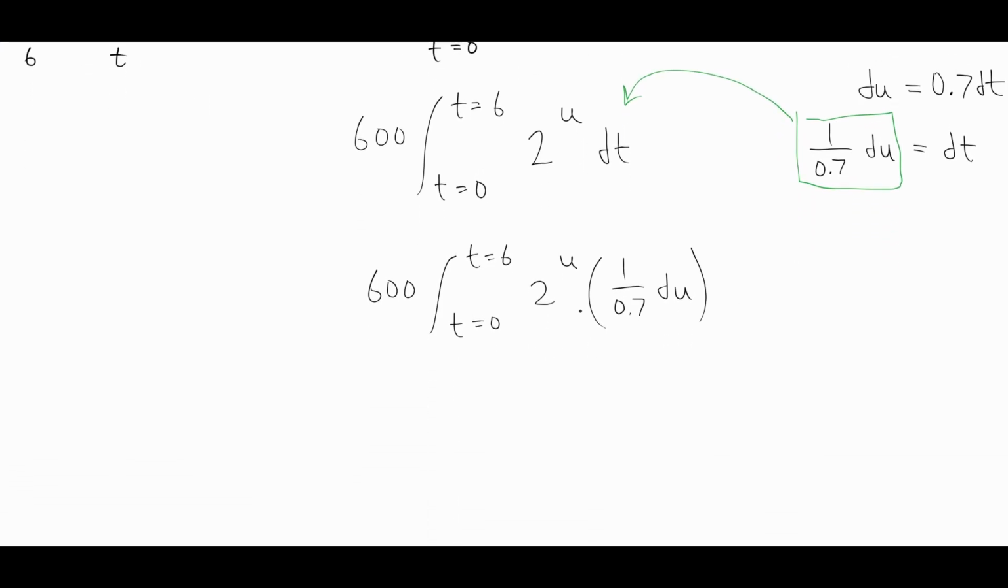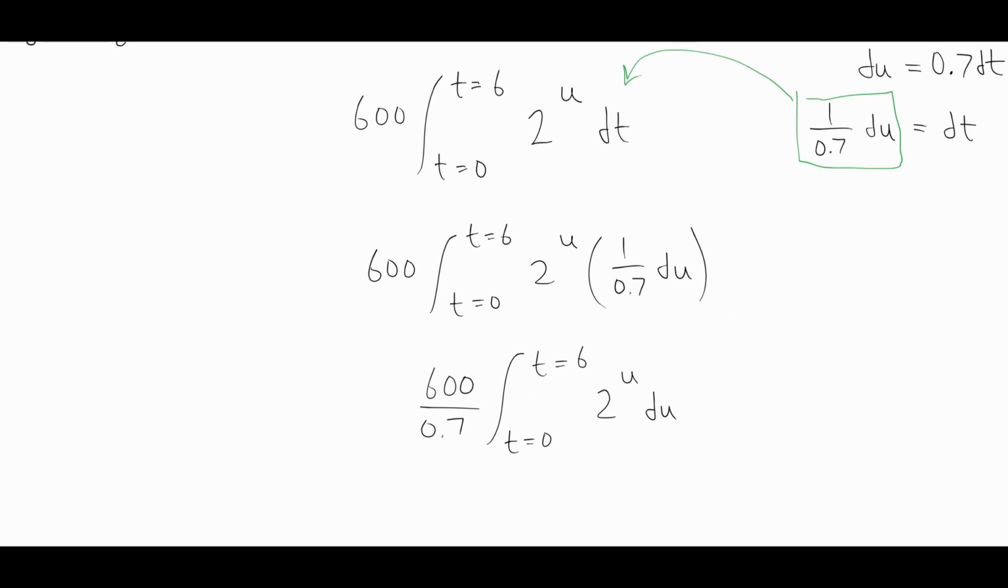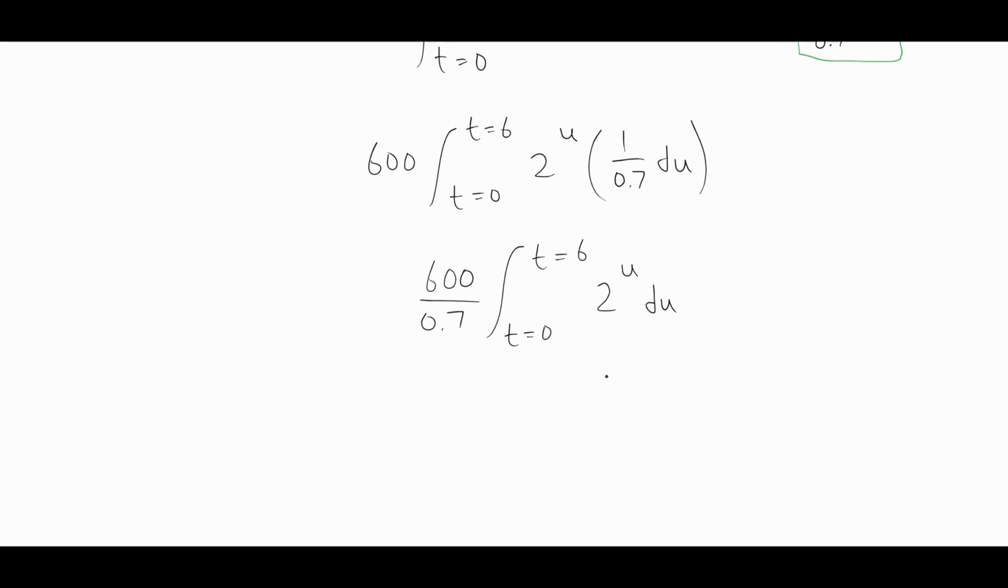Okay, so this could now be solved. If I pull the 1 over 0.7 out, then we're going to be left with this. Now my limits right now are not matching the variable of integration. That won't matter so much though, because I can make it clear that these aren't u values, they're t values. And I won't plug them in until I get everything back in terms of t.